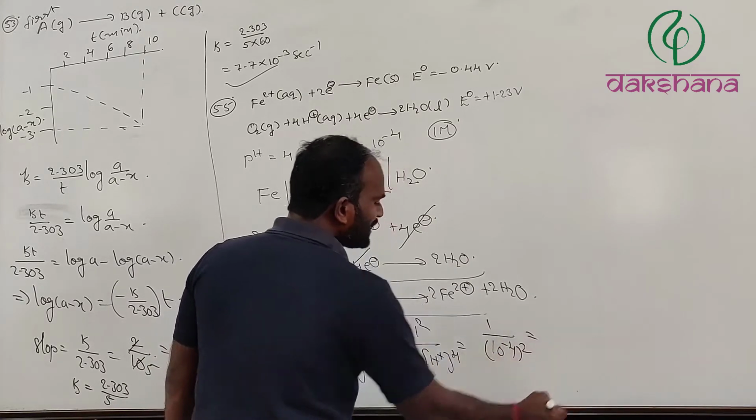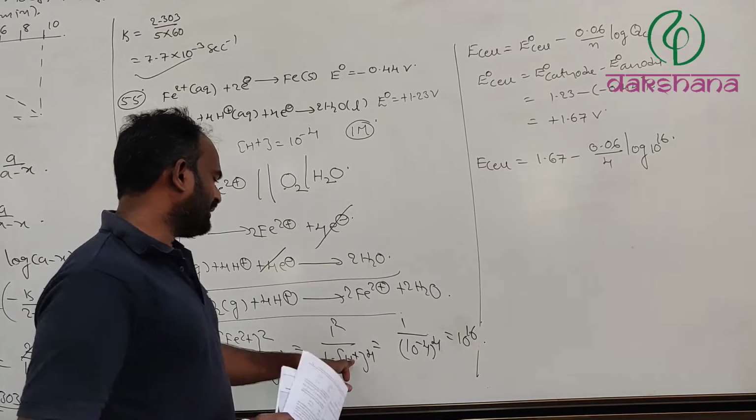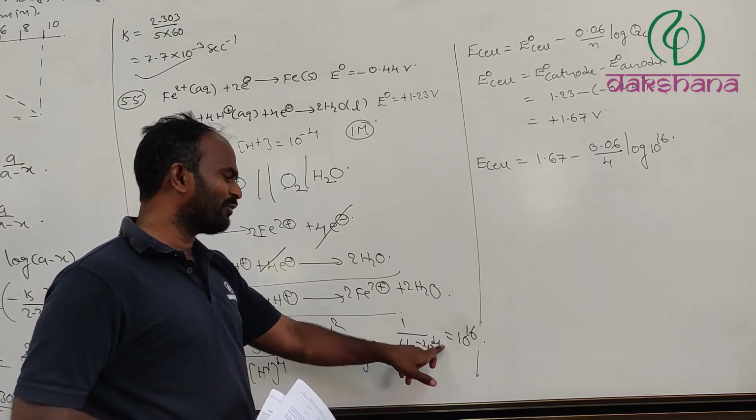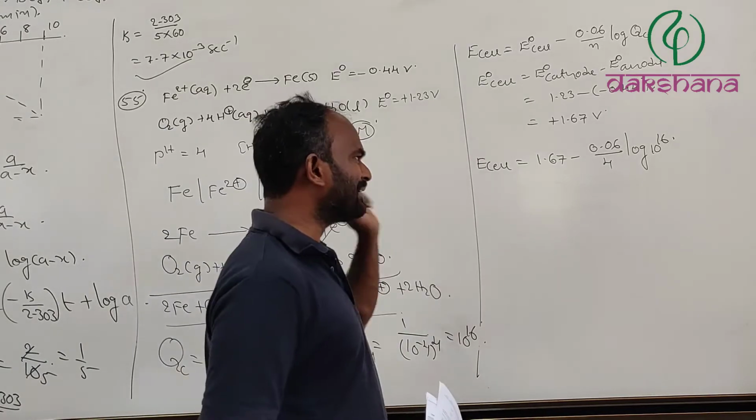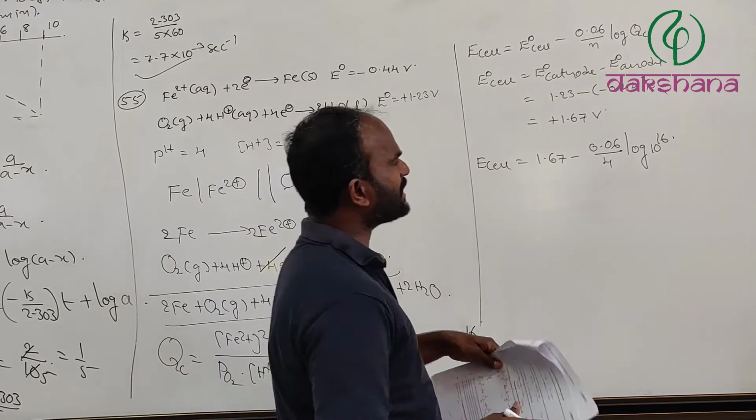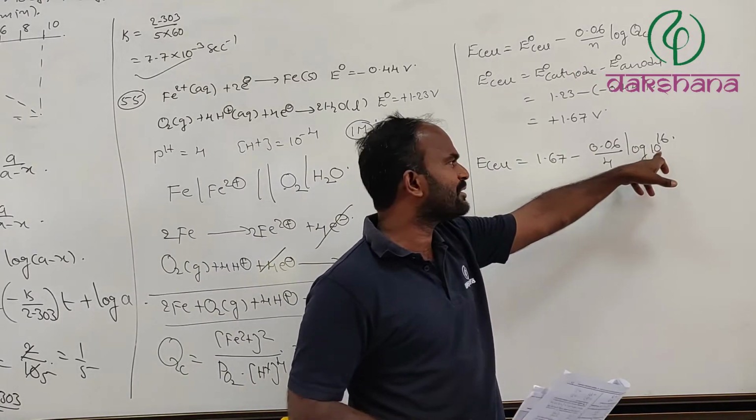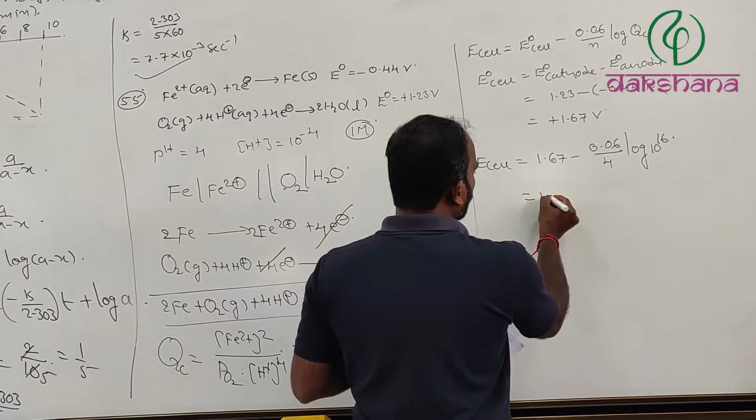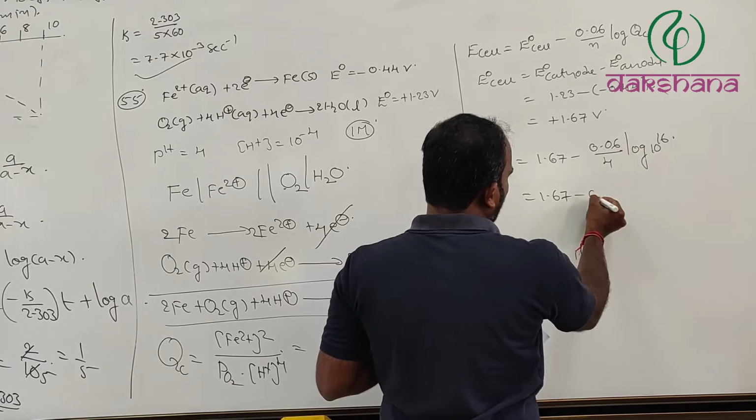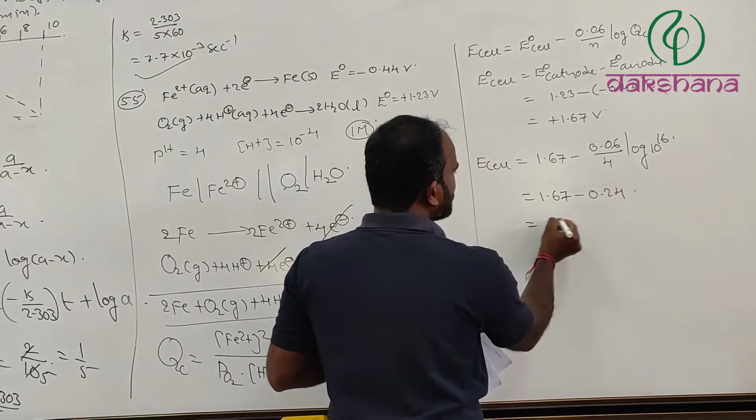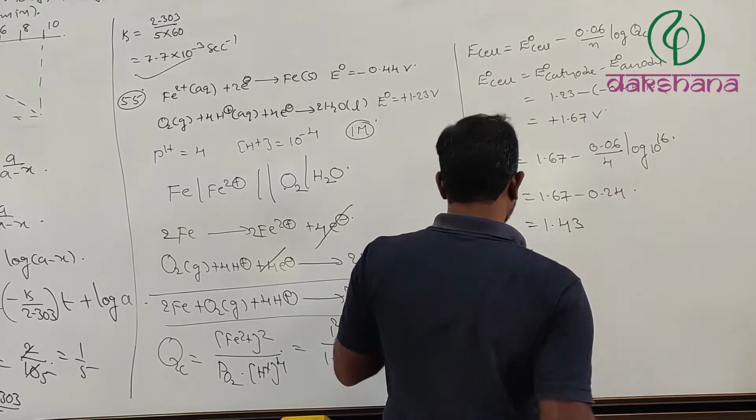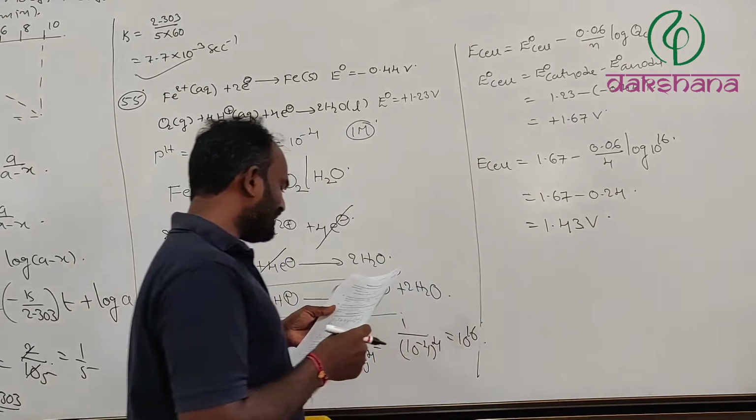whole square, that is equal to, here it is the concentration of H plus power 4, and here also 1, divided by 10 power minus 4 power 4, that is equal to 10 power 16. So now this is 10 power 16, which means the QC value is 10 power 16. I am substituting that QC value 10 power 16 here, therefore it can be 1.67 minus this will be 4 times, that is equal to minus 0.24, that is equal to 1.43 volts. Yes, option A.